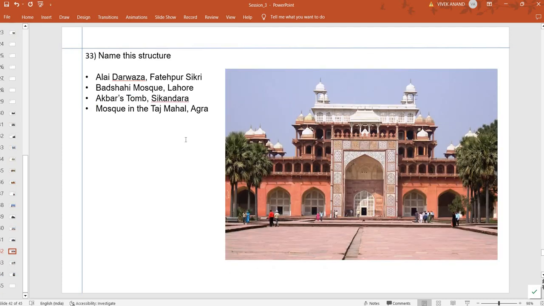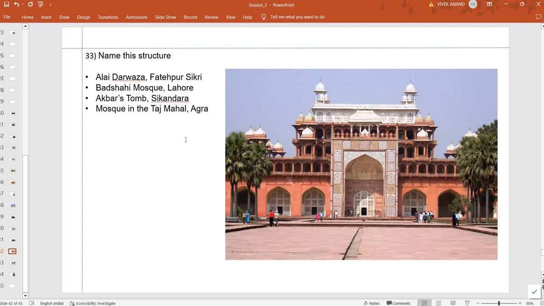So let's move to the next question. Name this structure. I think now everyone is knowing. Please tell again. Tomb of Akbar. Yeah, that's Akbar's tomb.